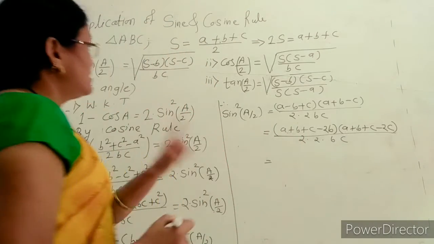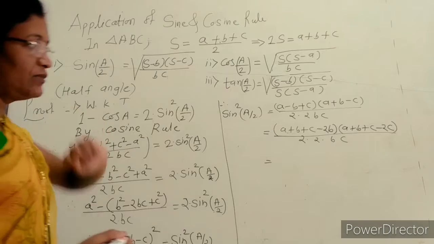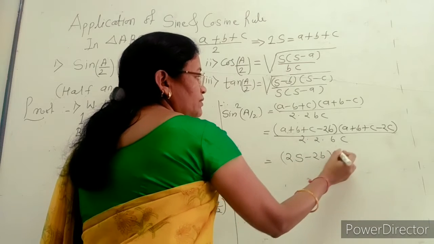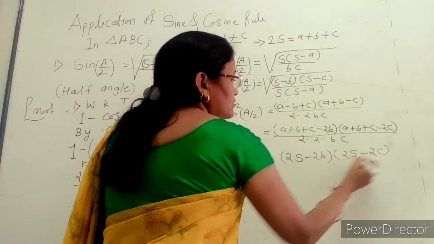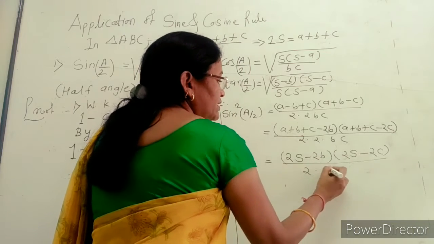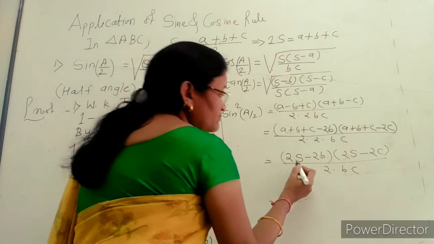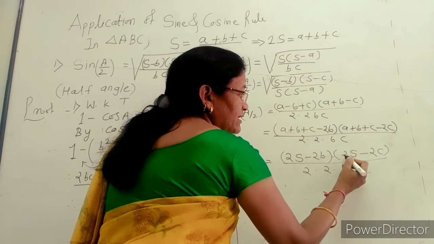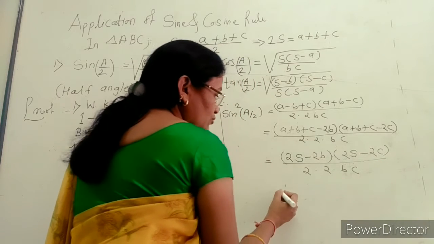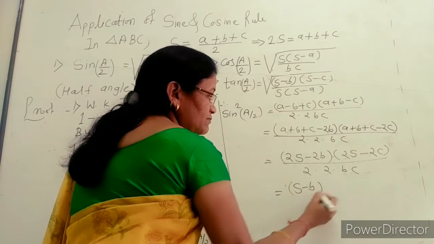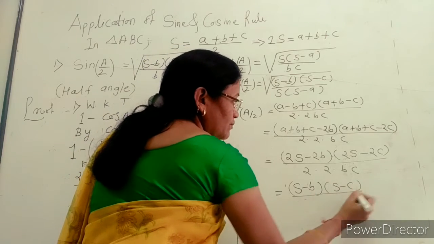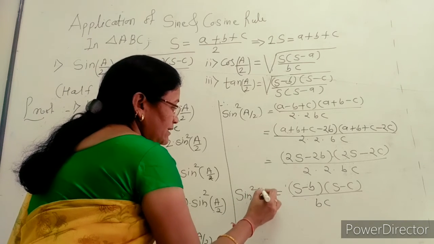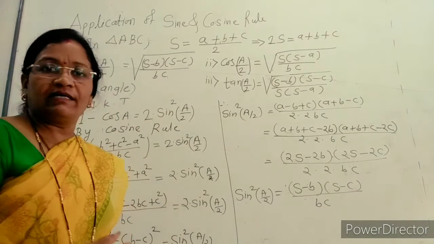Now this result holds for triangle ABC. So we use the result of semi-perimeter and replace a plus b plus c by 2s, giving 2s minus 2b and 2s minus 2c, whole divided by 2 into bc. From the first bracket, we take 2 common, which cancels with this 2. From the second bracket, we take 2 common, which cancels with this 2. So inside the bracket we get s minus b, s minus c upon bc. But this is the value of sine square A by 2.